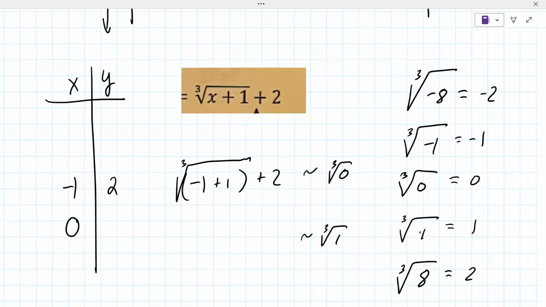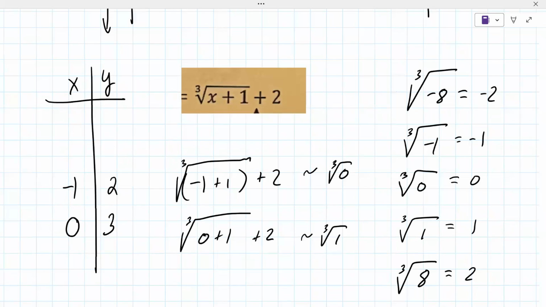So it's the cube root of 0 plus 1 plus 2. You see this on standardized tests as well, where you have to take the cube root of a number you can actually take the cube root of, which aren't that many, or the square root of a number that you can take the square root of. So this is the cube root of 1 plus 2. Cube root of 1 is 1, plus 2 is 3.